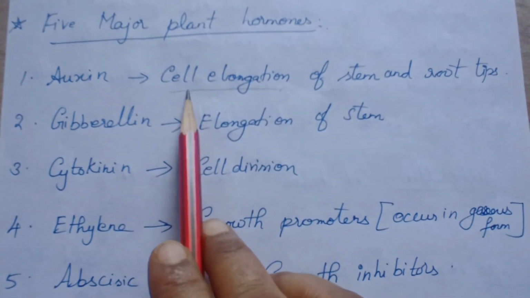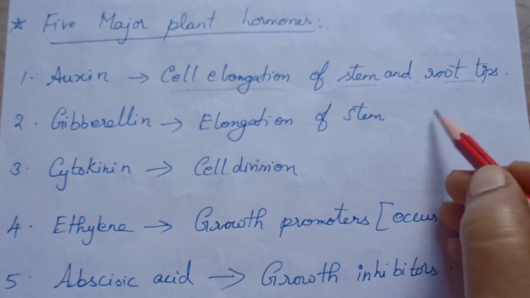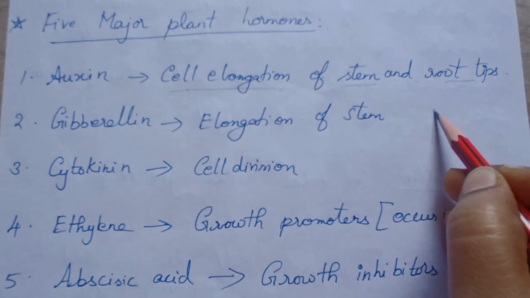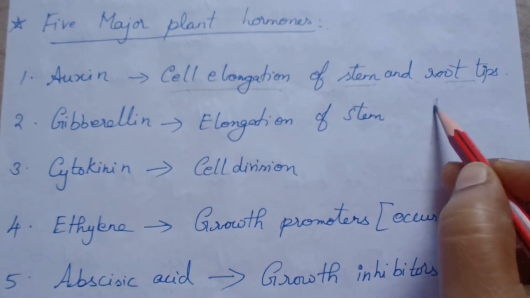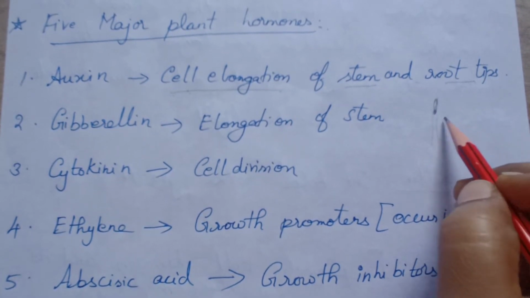Which cell is going to elongate? The stem and root tip. Okay, at the tip of the plant, if you have auxin here, the cells will expand here, so that it helps in the growth of the plant, right?